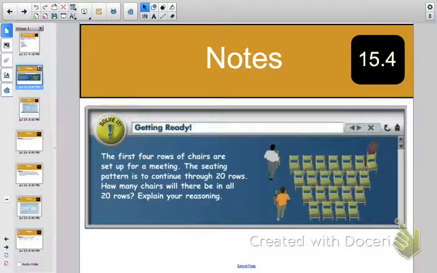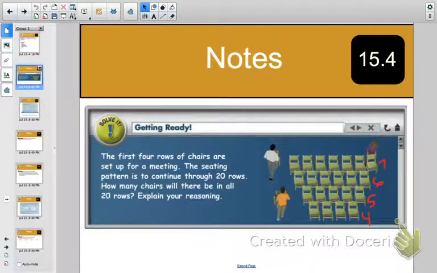It says the first 4 rows of chairs are set up for a meeting. The seating pattern is to continue through 20 rows. How many chairs will there be in all 20 rows? And explain your reasoning. So it looks like they start with 4, and they go to 5, then 6. So you can see that they're adding 1 every time. So this is an arithmetic sequence if we just look at the numbers.